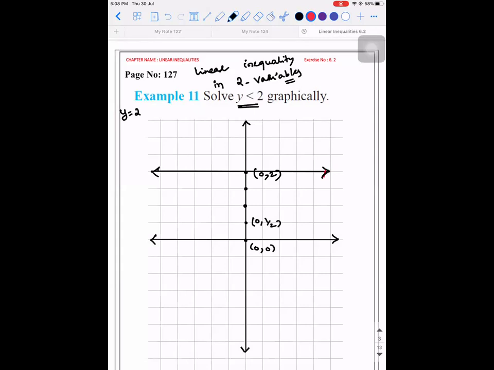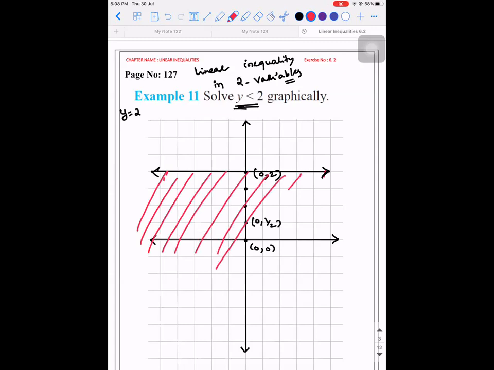okay. Now what are we supposed to do? Once you draw the graph, you need to substitute which point and see. You need to substitute the origin in the inequality and see. So if you substitute 0, is 0 less than 2 or greater than 2? Obviously it is less than 2. So you should shade it on the side where the origin is included.